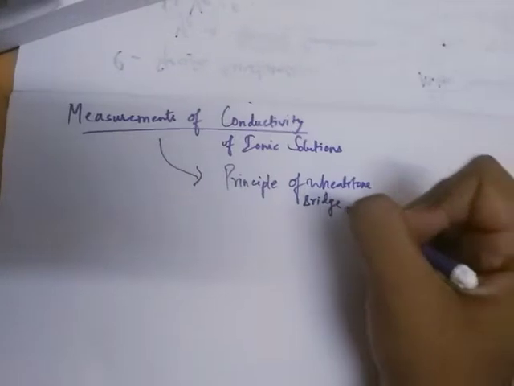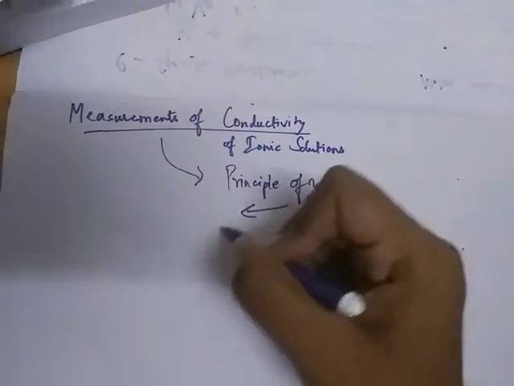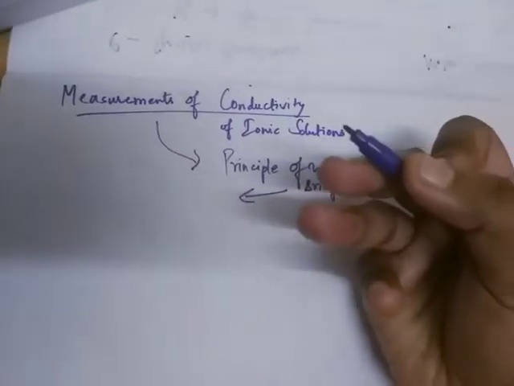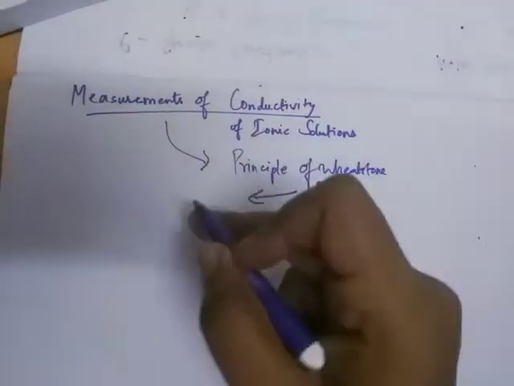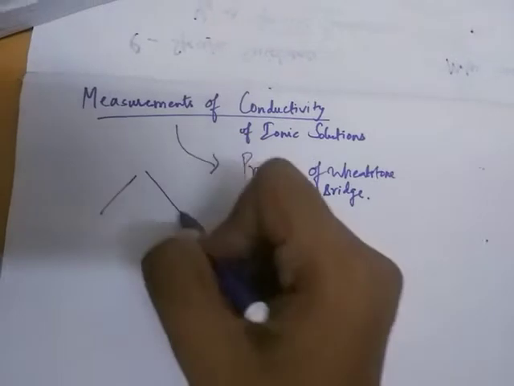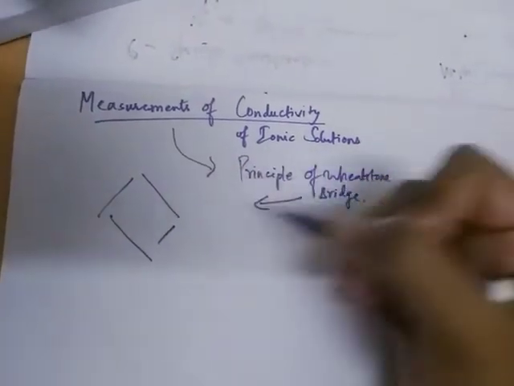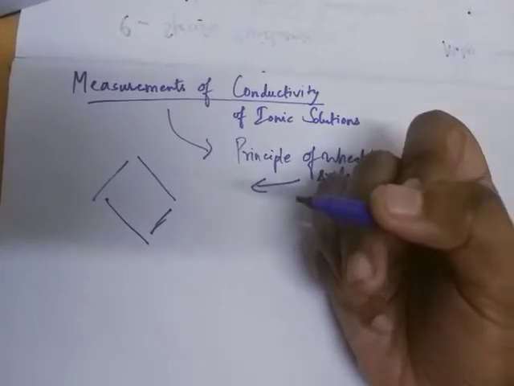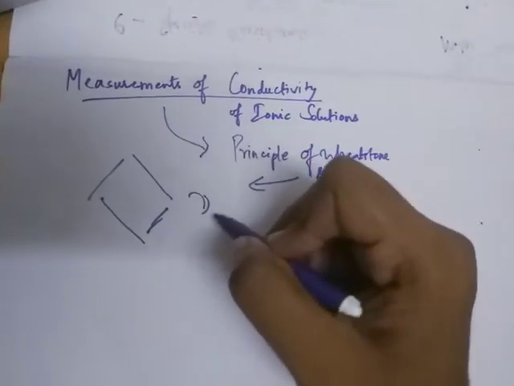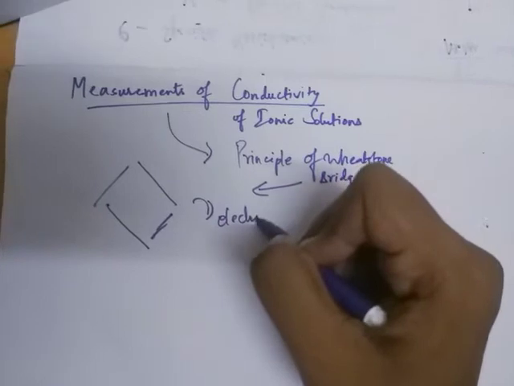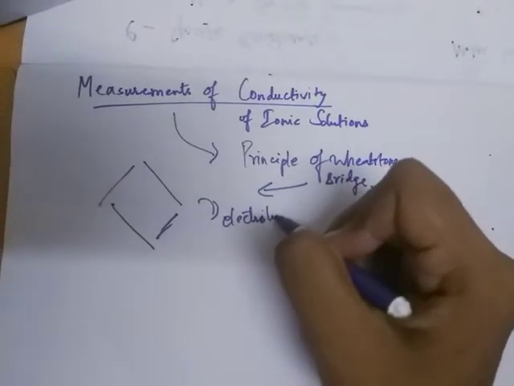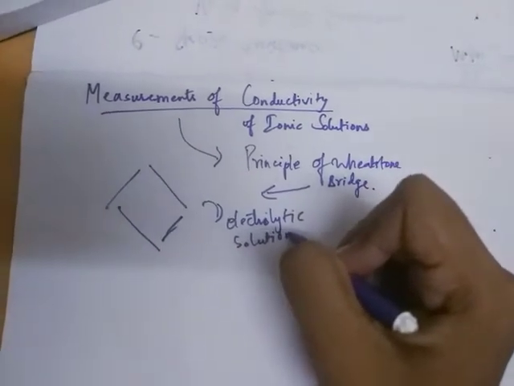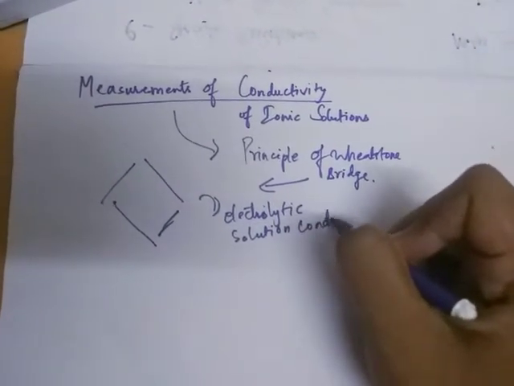So why the Wheatstone bridge? The Wheatstone bridge works on a bridge-shaped arrangement, which we have all studied. This is the Wheatstone bridge arrangement. So the electrolytic solution conductivity can be found in this process.